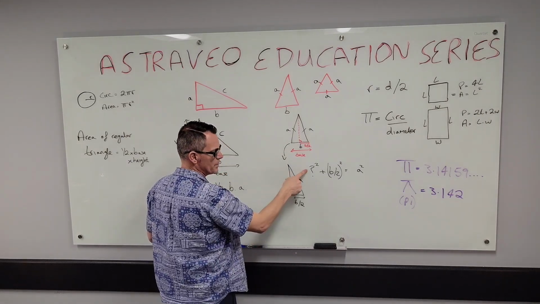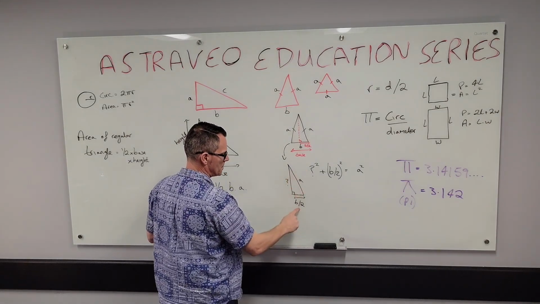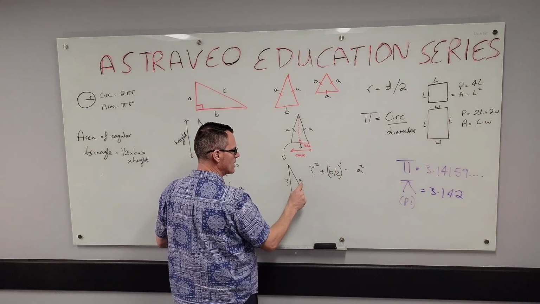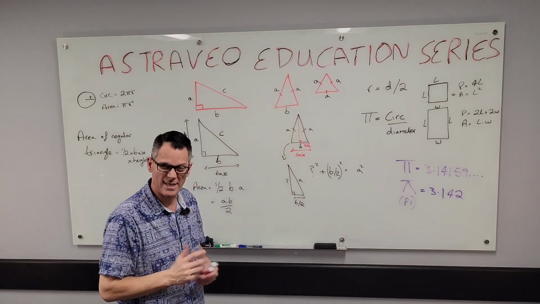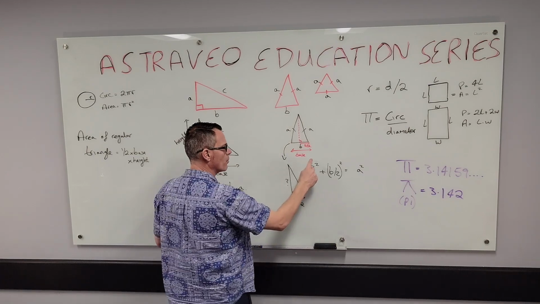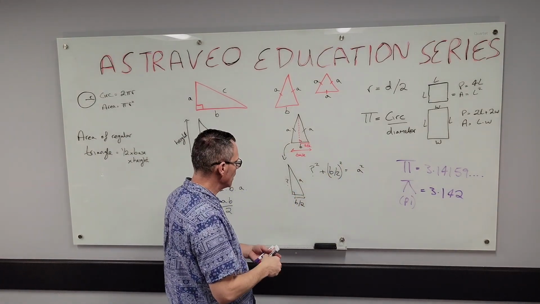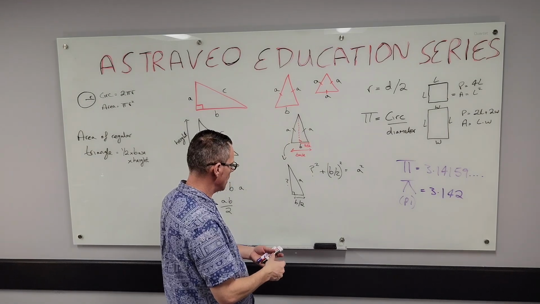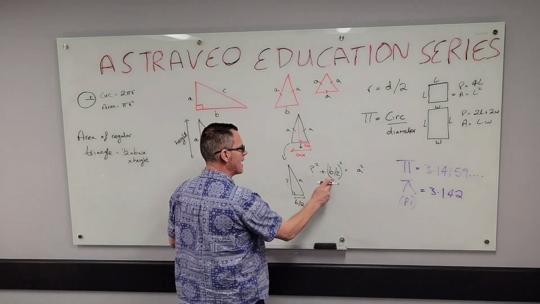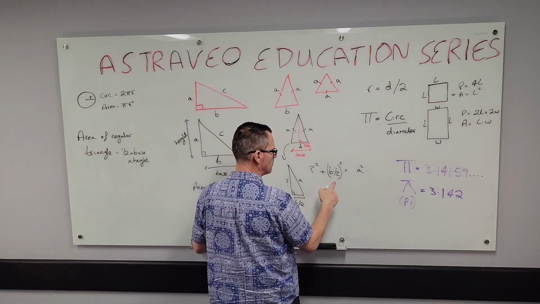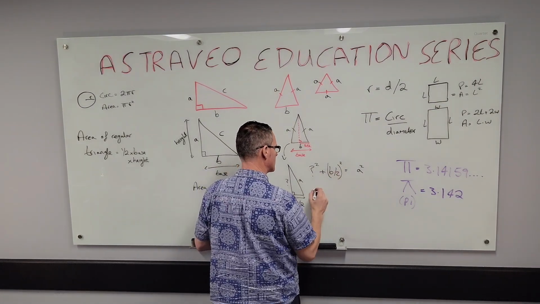Here's question mark, we don't know. Question mark squared plus the base divided by 2, because this is this length, squared, has to equal the hypotenuse squared, A squared. So this really is in the form of A squared plus B squared equals C squared. Okay, we need to get rid of this to get the question mark length on its own. So let's subtract B squared over 2 from both sides.